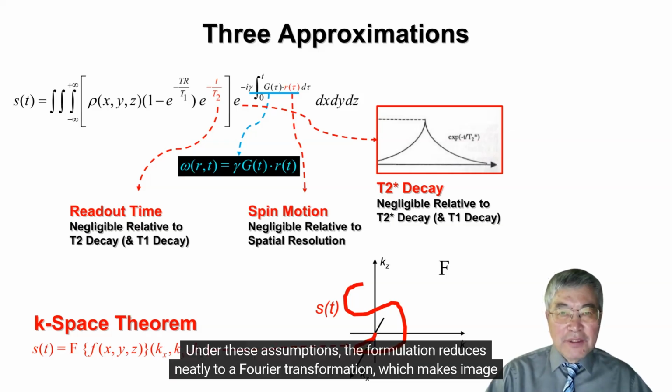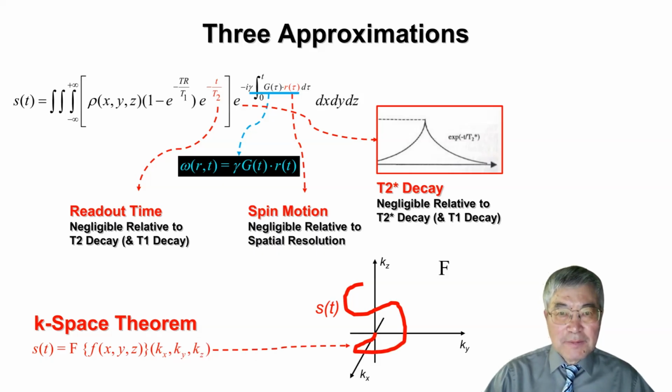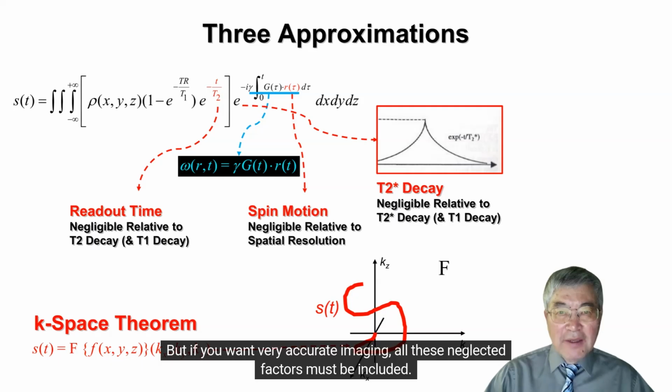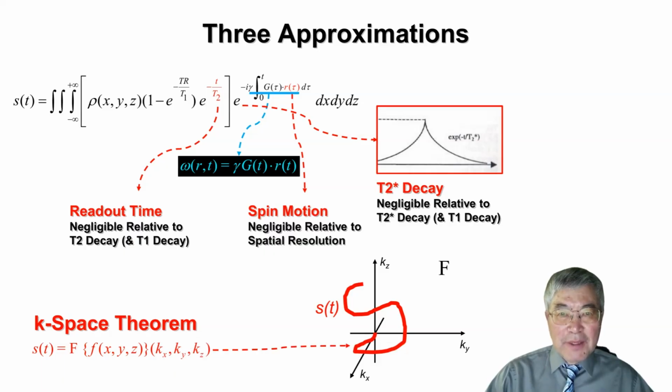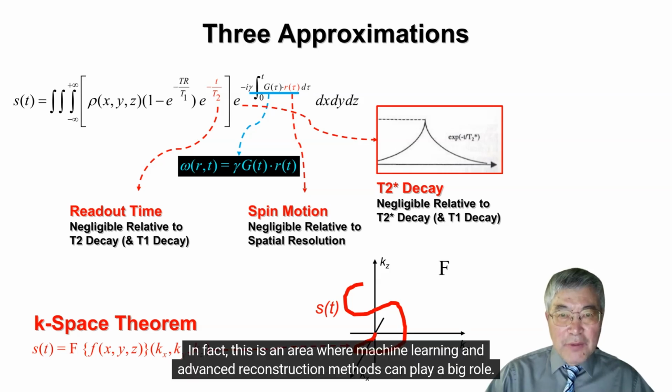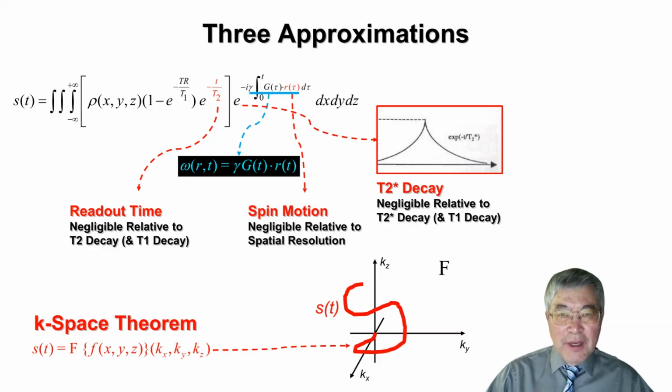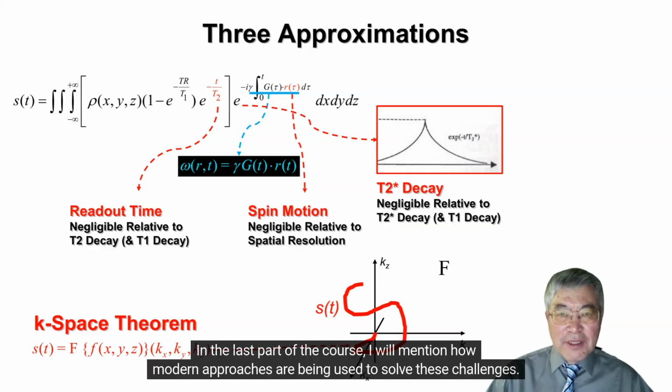Under these assumptions, the formulation reduces neatly to a Fourier transformation, which makes image reconstruction straightforward. But if you want very accurate imaging, all these neglected factors must be included. And once you include them, the reconstruction is no longer a simple Fourier transform. It becomes much more complex. In fact, this is an area where machine learning and advanced reconstruction methods can play a big role. In the last part of the course, I will mention how modern approaches are being used to solve these challenges.